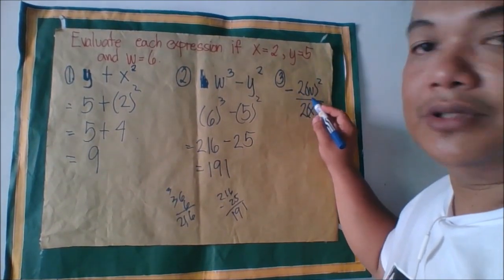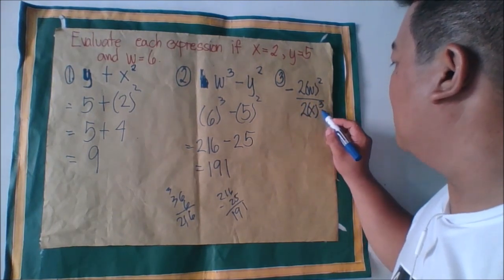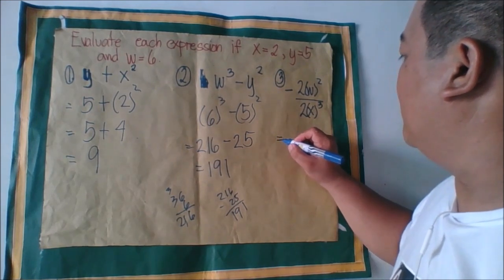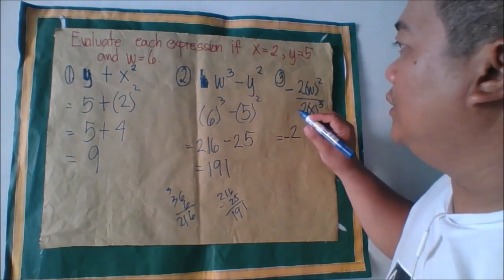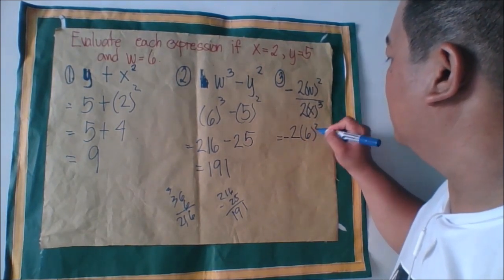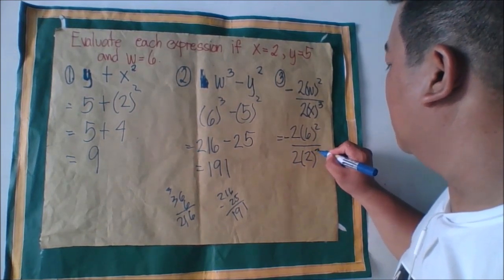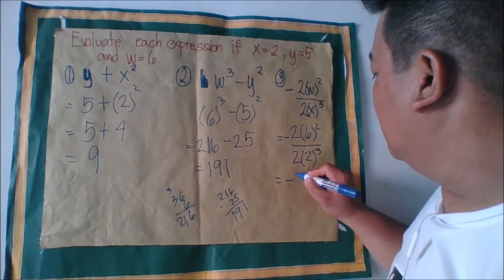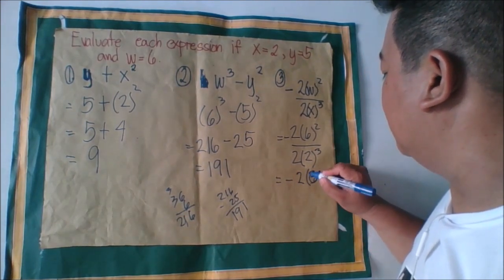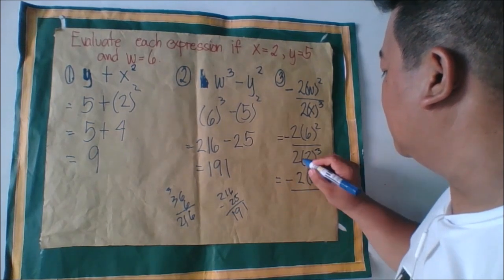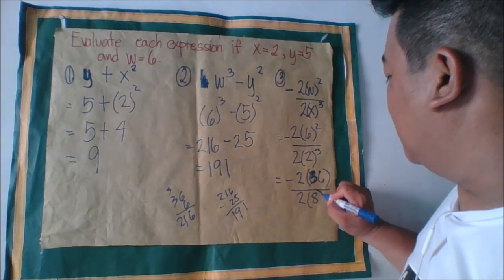Next, negative 2 times w to the power of 2 divided by 2 times x to the power of 3. So substitute negative 2, and w is equal to 6 to the power of 2. Next, 2x is equal to 2 times 2 to the power of 3. 6 to the power of 2 would be 36. Okay, next, 2 to the power of 3 would be 2 times 2 times 2, that would be 8.